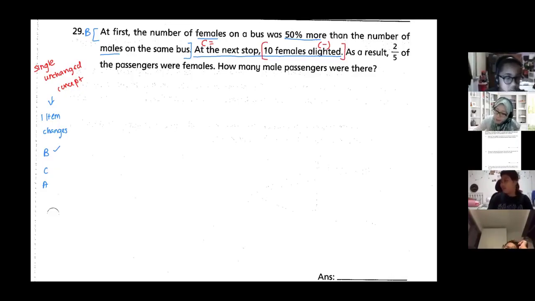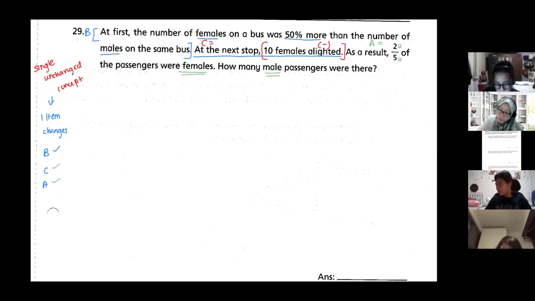Then what happened as a result? This is the final thing that happened: 2/5 of the passengers were female. So this is units, and this is referring to females. Sorry, not my change, this is my after. And then I want to know how many male passengers were there. So I underline already. I have my B, I have my C, I have my A. Now let's work it out one by one.